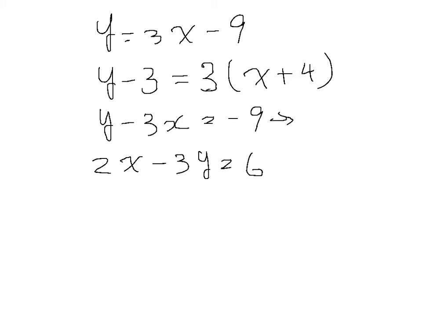So we're going to change this into the form that is helpful to us. So we'll add 3x to both sides so that it looks like y equals 3x minus 9. So now we can tell 3 is the slope. But I want you to realize that this is exactly the same as the first line. So these two are exactly the same, so it's identical.